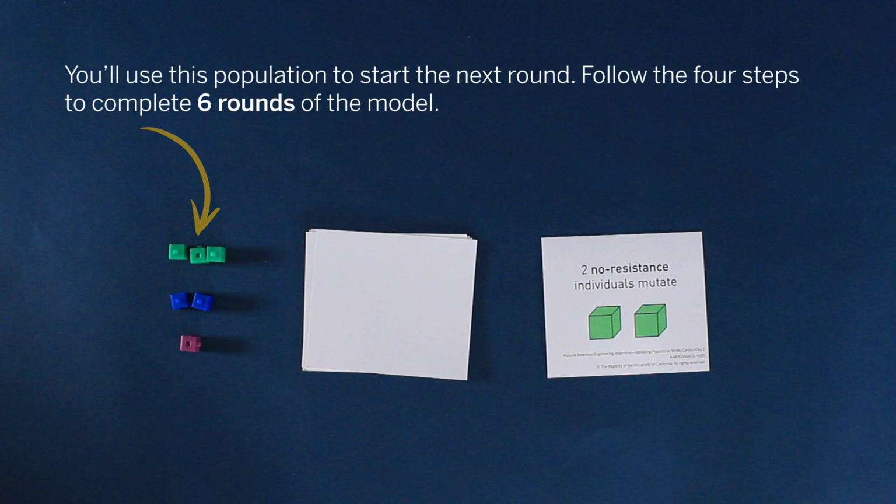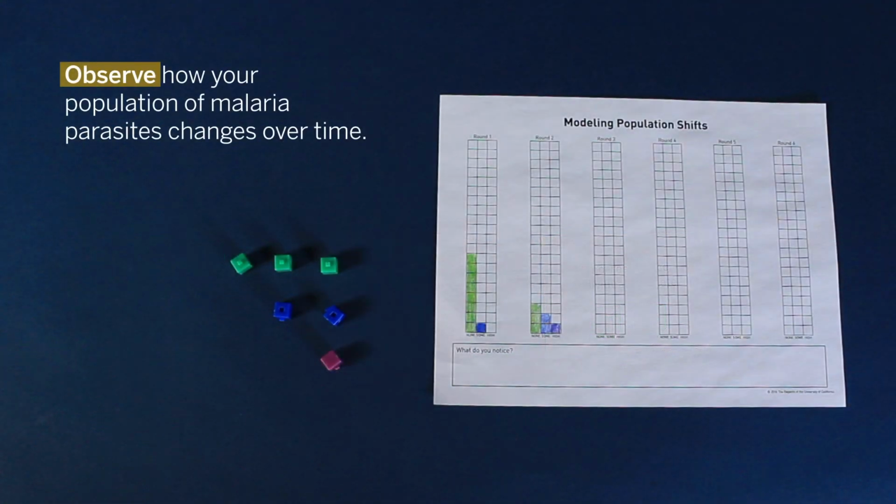Follow the 4 steps to complete 6 rounds of the model. Observe how your population of malaria parasites changes over time.